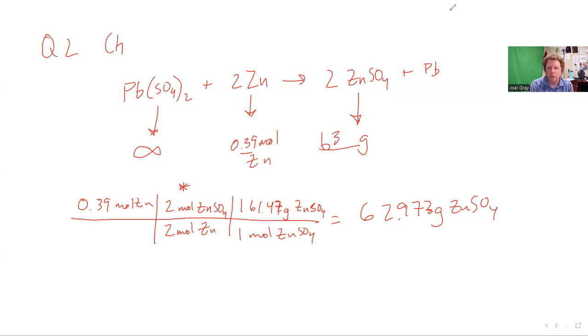All right, well, that's all there is to that sort of problem. It's one step further from where we were. We have an excess amount and then we have a limiting amount.